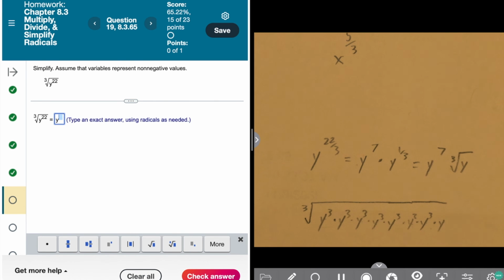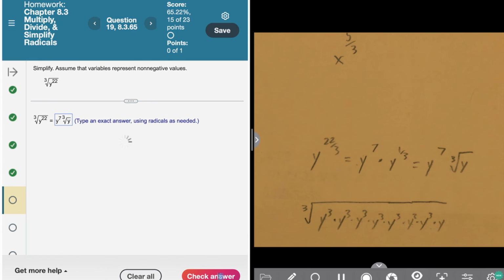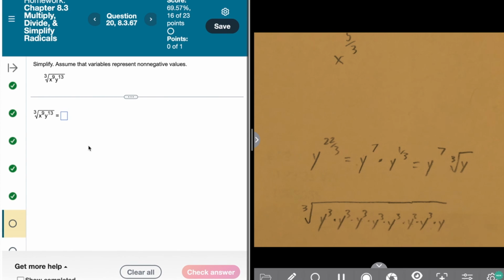So far, we've only seen remainders of 1, or in other words, just a single index as the exponent left over. That's probably going to change in the next example or two. Cube root y. I'm going to go ahead and stop this one, and we'll finish this up in a part 2.